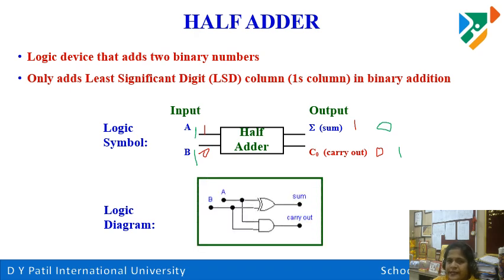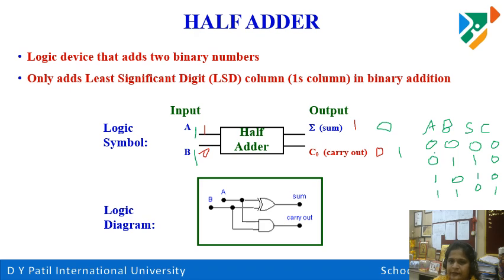Now what could be the logic diagram? The half adder adds the inputs and gives the carry. If A is 0 and B is 0, the sum is 0 and the carry is 0. These are A, B, the sum and the carry. This is the truth table. 0, 0 will give you 0, 0. A 0 and a 1 will give 1 and 0. A 1 and a 0 input will give us 1 and 0. But a 1 and a 1 will give a 0 and a carry of 1.